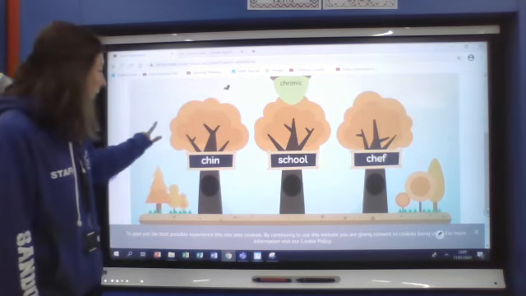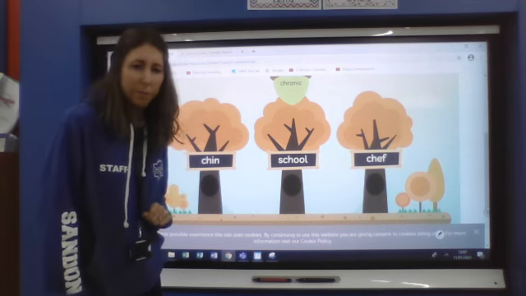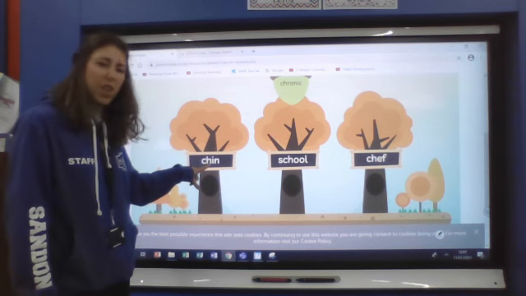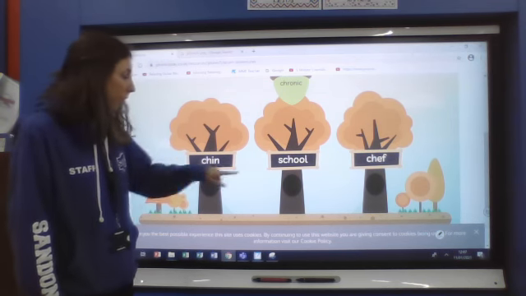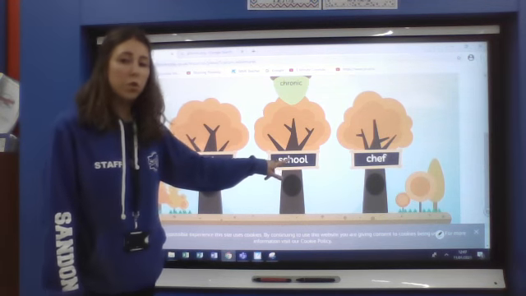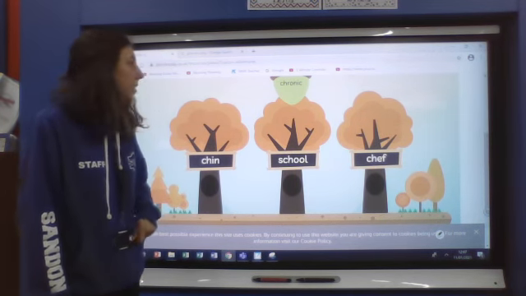That's our grapheme. Okay, and what it gives you is 3 different trees. The first one's got the word chin. That's where it's making a ch sound. The middle one's got the word school. So that's where it's making a k sound like we did yesterday.